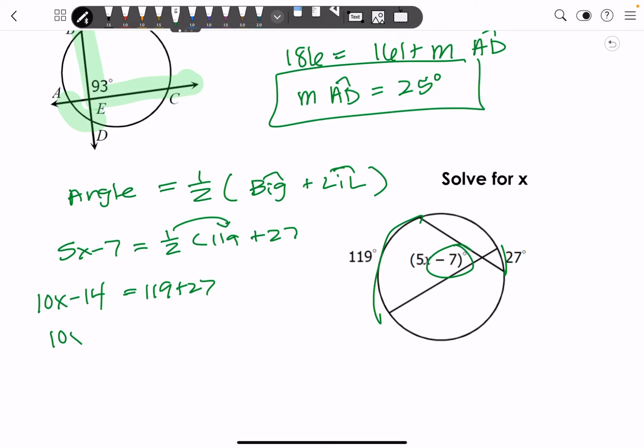So I get 10x minus 14 is going to equal 146. Move the 14 over, and I get that x is going to equal 16.